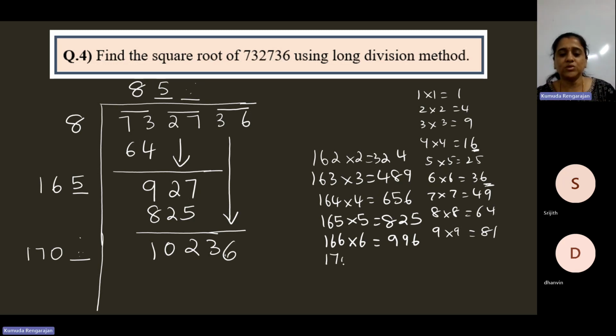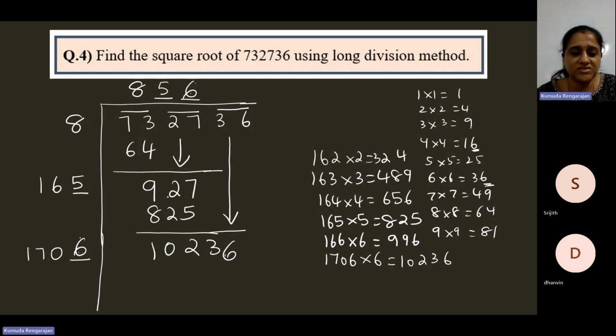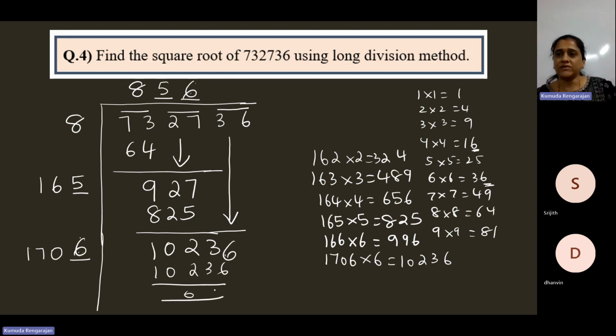So it is 1706, because if you add 6 here, you should add the same thing here. 1706 into 6 is equal to 10236 and the remainder is 0. So therefore, the square root of 7,32,736 is equal to 856, which means 856 into 856 is 7,32,736.